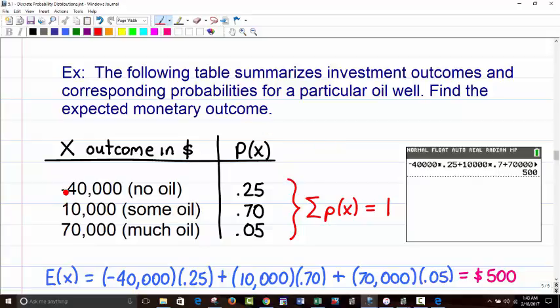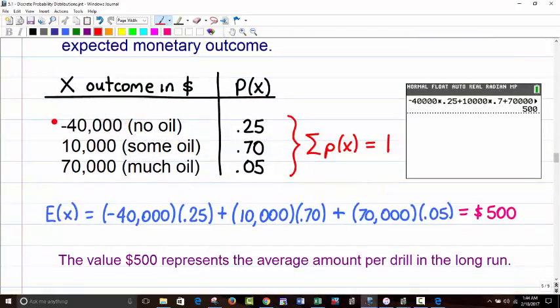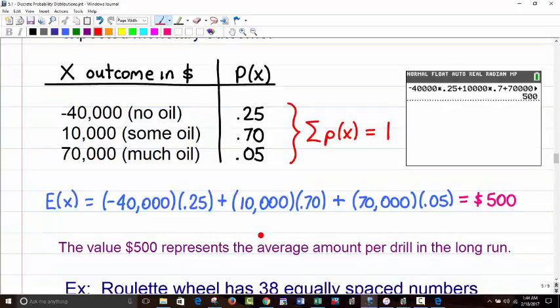But anyway, they're telling you negative 40,000 means you hit nothing but dirt. You've got a 0.25 chance of doing that. $10,000 profit, we've got a 70%, 0.7 probability of that. And we've got a 70,000 profit, 5% chance of getting the much oil. So those probabilities add up to 1. That's good. Expected value: negative 40,000 times 0.25, 10,000 times 0.7, 70,000 times 0.05 is plus 500. So that 500 represents the average amount per drill in the long run, which at least is positive, so that's good.